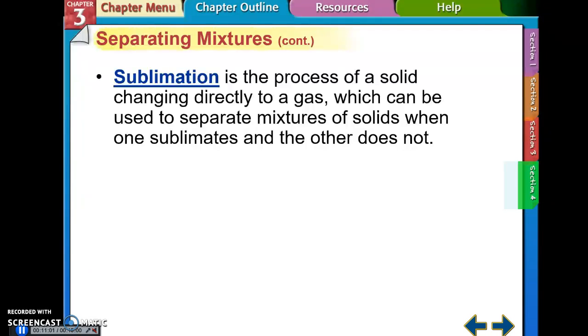Sublimation is the process of a solid changing directly to a gas. So if I have a solid that sublimates like dry ice, and there's something else stuck in the dry ice, it will sublimate and dissipate, go straight from being a solid to a gas, and not become a liquid in the middle, and leave the other compound or element that was in the mixture.